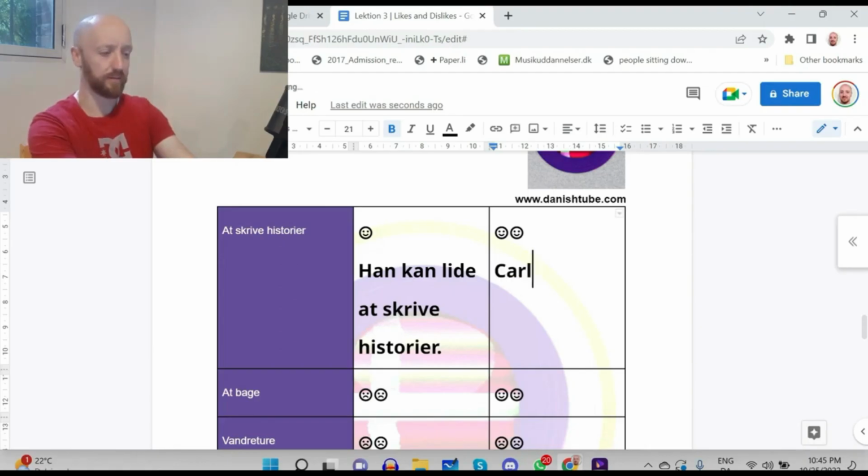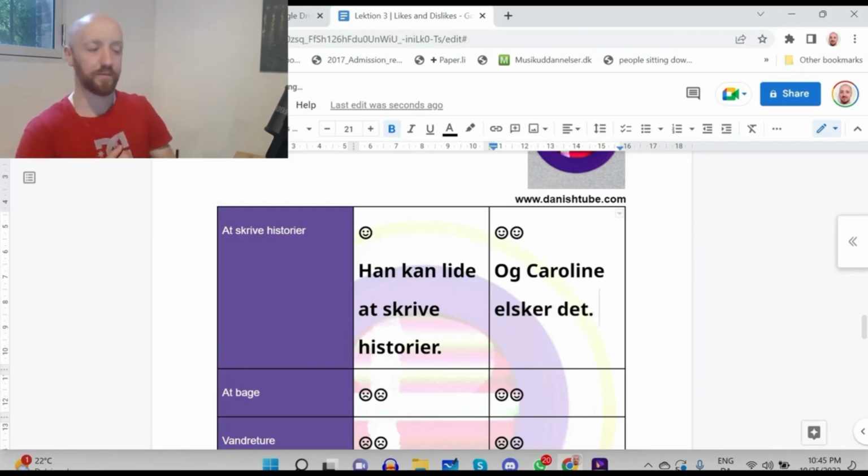Caroline elsker det. So I could try to connect these together. Han kan lide at skrive historier. Og Caroline. Why can't I write her name? Og Caroline elsker det. Right? So Caroline elsker at skrive historier.